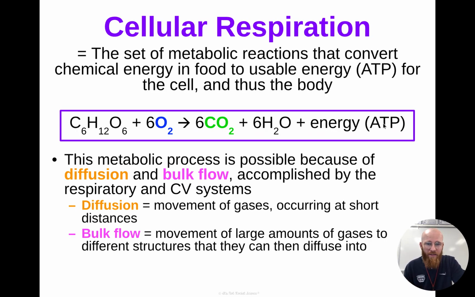This metabolic process is possible because of that diffusion or movement of gases and what we call bulk flow, which refers to the movement of large amounts of gas to different structures at a time. Okay, so the diffusion of gases as well as bulk flow of these byproducts of the process. This is what allows for such rapid exchange of oxygen and carbon dioxide. And this is accomplished by your respiratory and your cardiovascular systems, as we have seen.